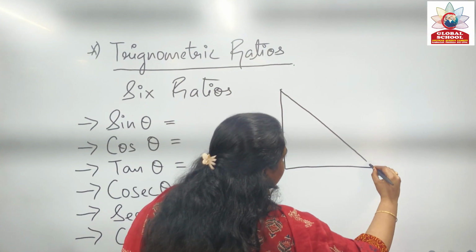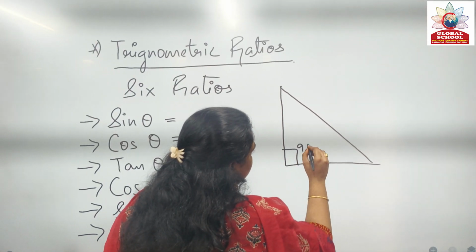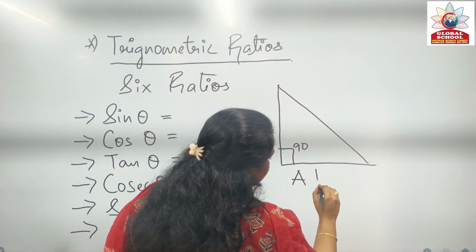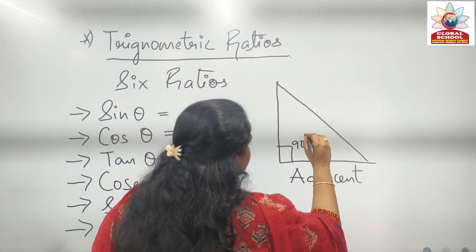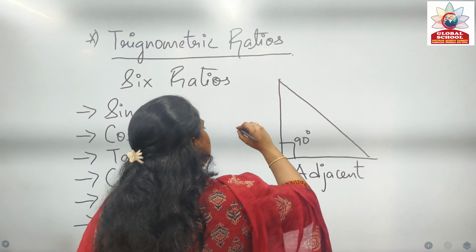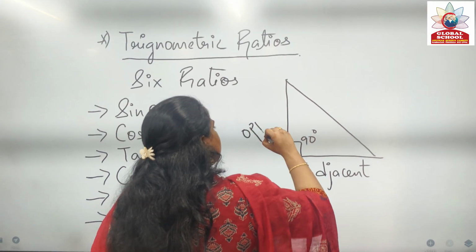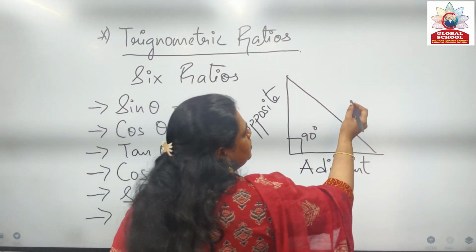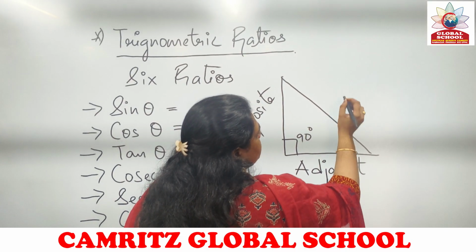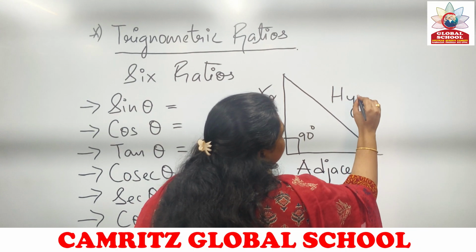In a right angle triangle, as I mentioned earlier, the lower or the base part is called adjacent. Opposite to this is called opposite angle or perpendicular, or height. Opposite to 90 degrees is hypotenuse.